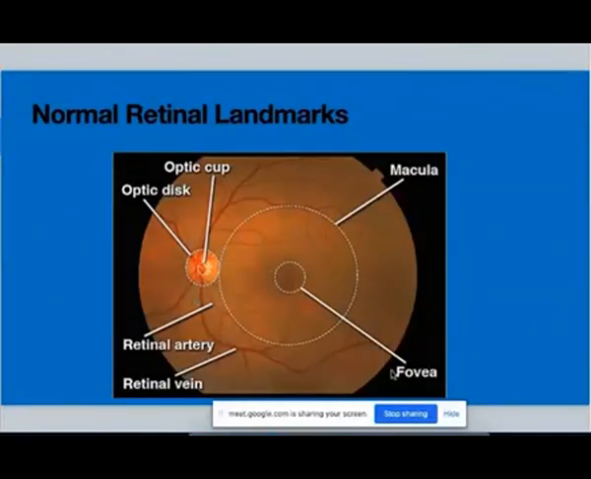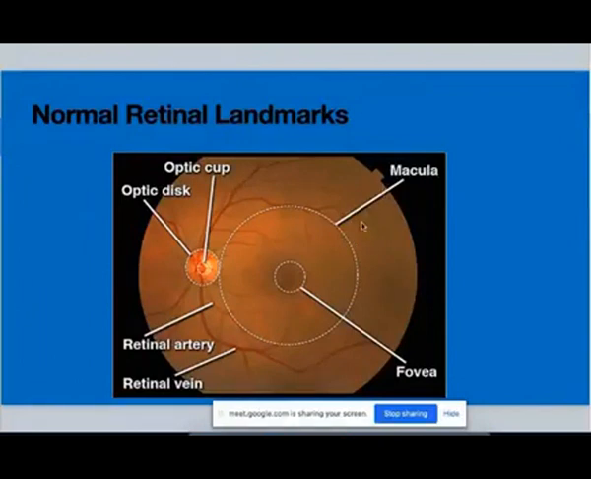This is another view of the retina. Here we have the optic disc. These are the retinal vessels coming out. We have the arteries and the veins. The main artery is called the central retinal artery, and the main vein is the central retinal vein. And then these are the branches. So we have branches coming out superiorly, inferiorly, temporally, and nasally. This part that I'm showing you over here, this is the center of the retina.